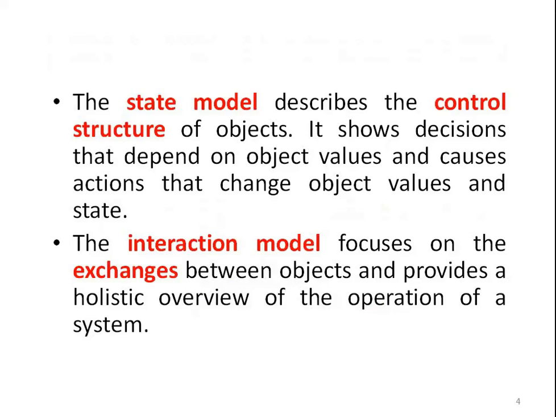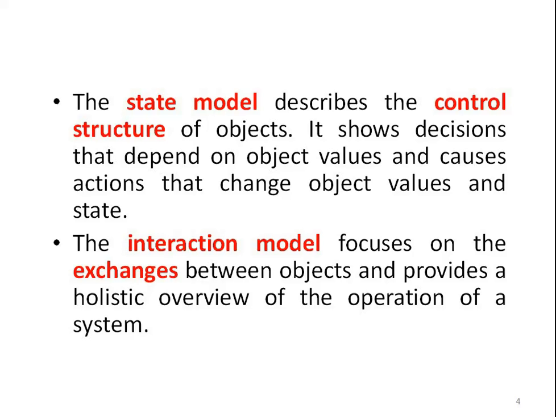So the next model is the state model. The state model describes the control structure of the object. So it is mainly based on the control structure. It shows the decisions that depend on the object values and causes actions that change object values and state. Based on the object value, it changes the state.